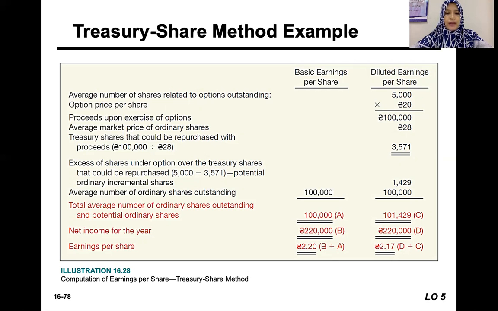3,571. So the average number of ordinary shares outstanding is 100,000. Then we add the potential ordinary shares of 1,429. So when we calculate the diluted EPS, the total average ordinary shares outstanding is 101,429. So we get the diluted EPS of 2.17.